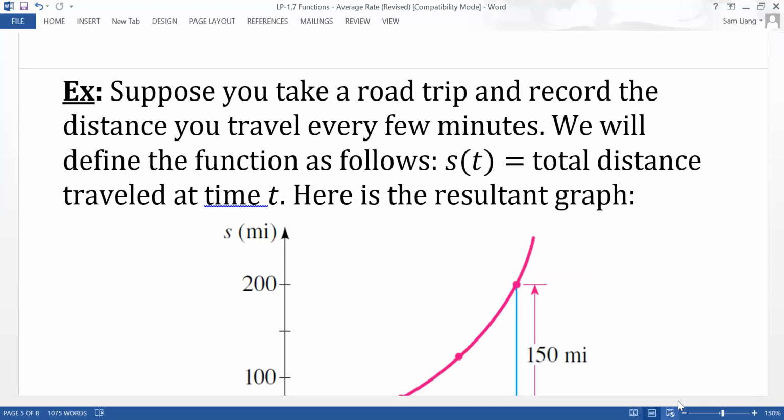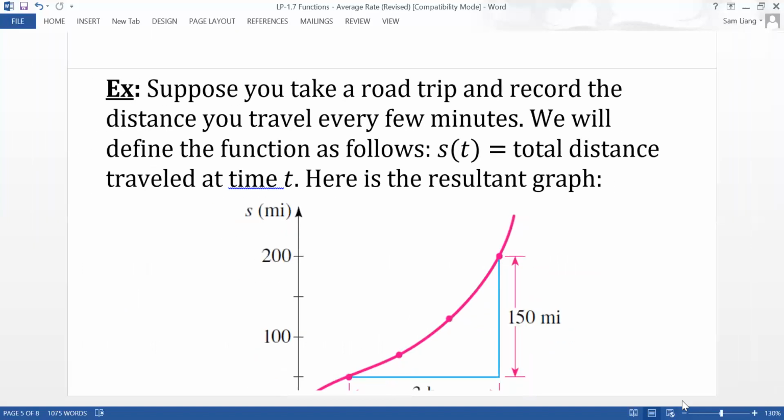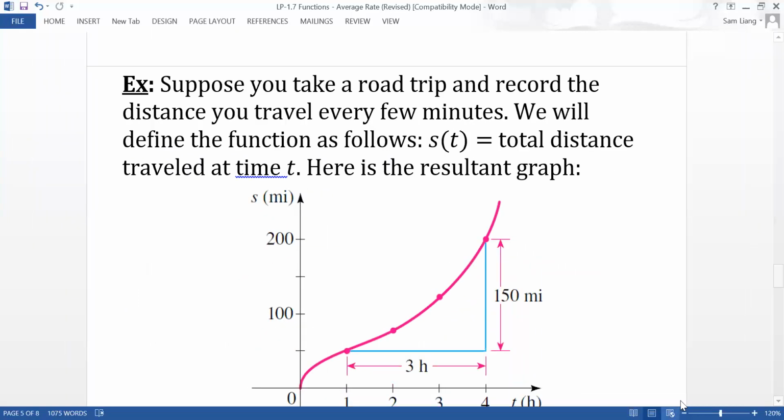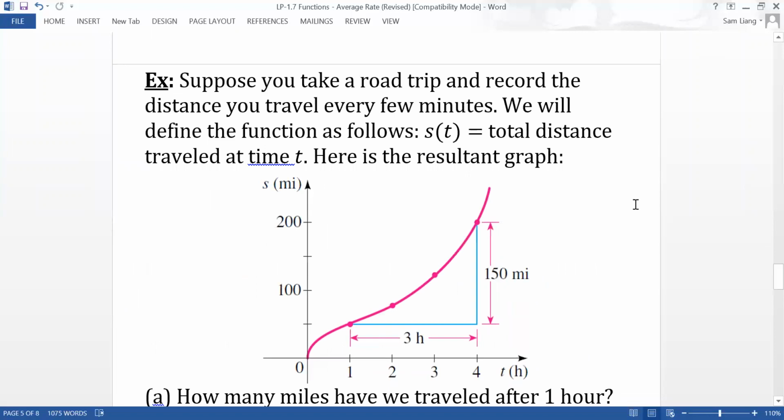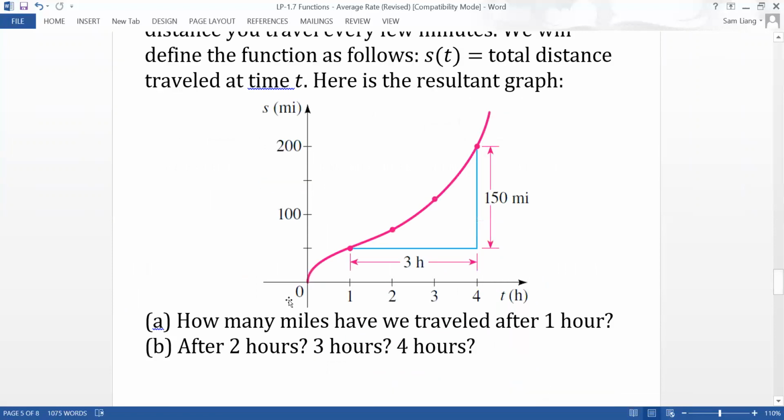Let me zoom out for this. All right, so here we are. Suppose you take a road trip and record the distance you travel every few minutes. We will define the function as follows: S of t equals total distance traveled at time t. Here's the resulting graph. The first question is: how many miles have we traveled after 1 hour?